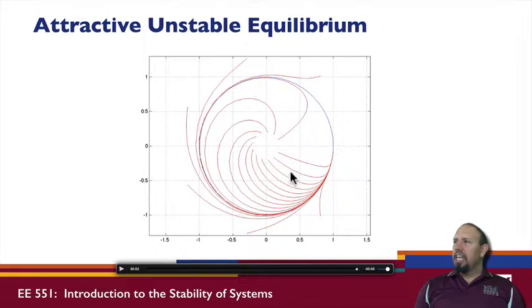That is, it actually attracts things, but it attracts them in a certain direction. That's a consequence of the system being nonlinear. So these are some examples of stability of systems.